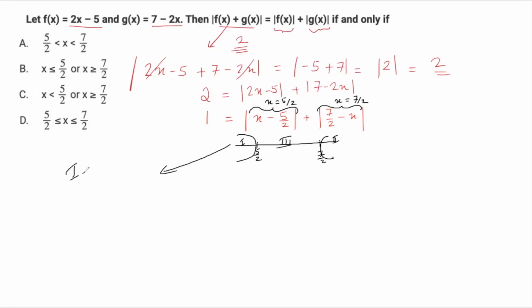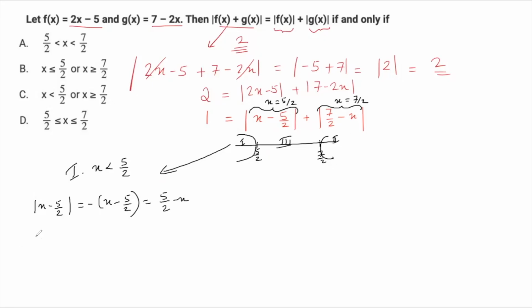Our first case will be when x is less than 5 by 2. Between 5 by 2 and 7 by 2, guys, 5 by 2 is the lesser quantity. So naturally, if x is less than 5 by 2, x is less than 7 by 2 also. Now, if x is less than 5 by 2, here the first bracket would become negative. And for any negative number, the mod output is always positive. So for the first term, mod of x minus 5 by 2, it will simply become minus of x minus 5 by 2. And this is nothing but 5 by 2 minus x.